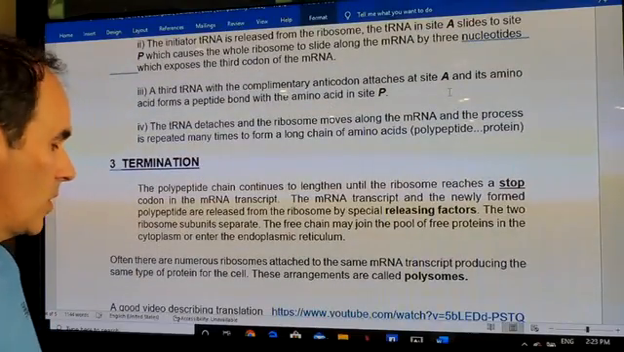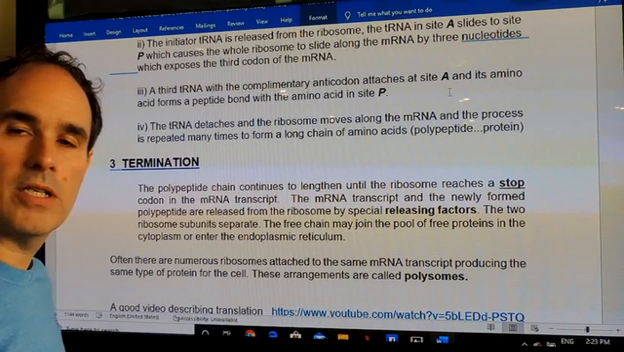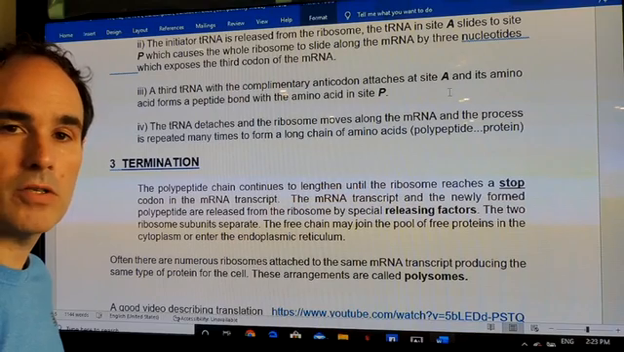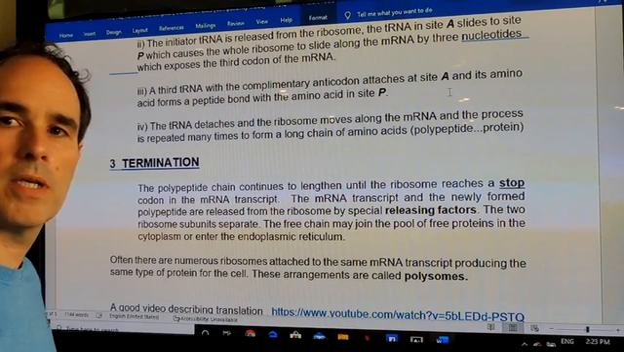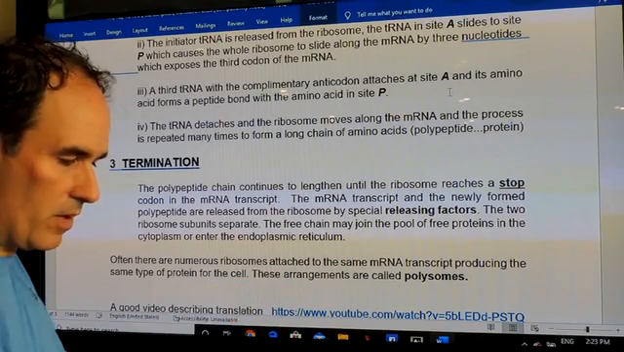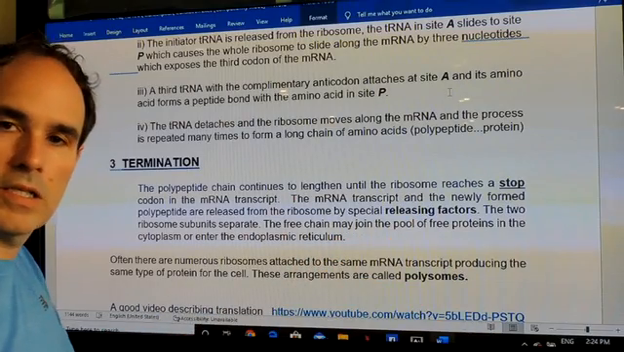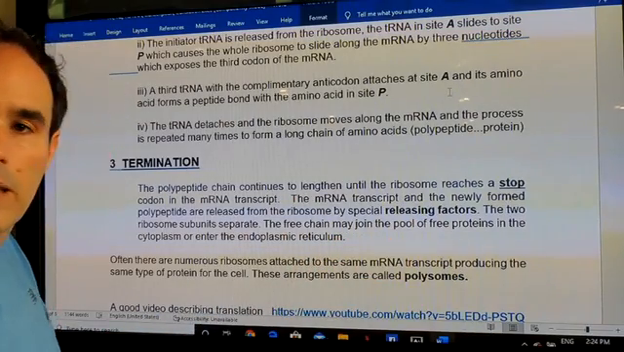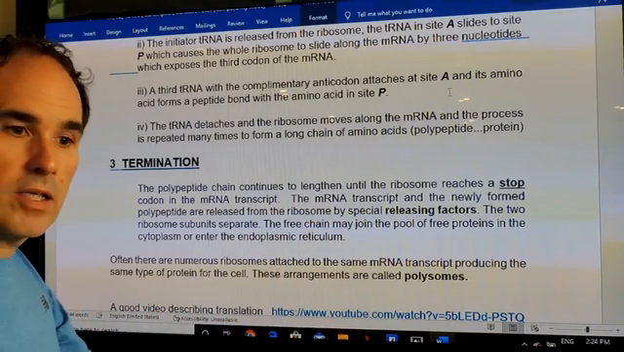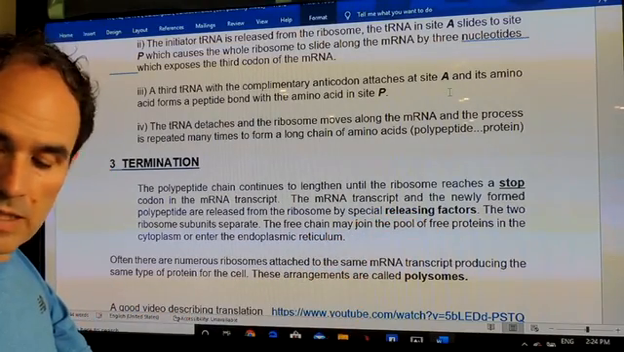Termination. So the peptide chain continues to lengthen until the ribosome reaches a stop codon in the messenger RNA transcript. The messenger RNA transcript and newly formed polypeptide are released from the ribosome. So small subunit comes off, large subunit comes off, and the messenger RNA continues around the cytoplasm. Releasing factors. I'm sorry, when I talked about the diagram, I called them terminating factors. They are actually referred to as releasing factors.